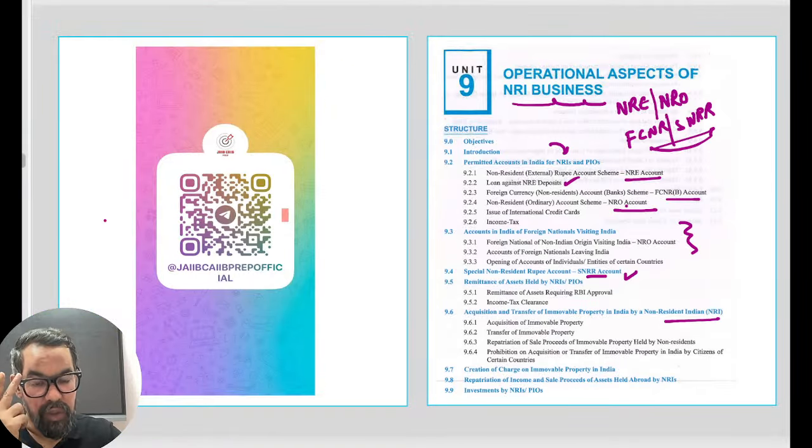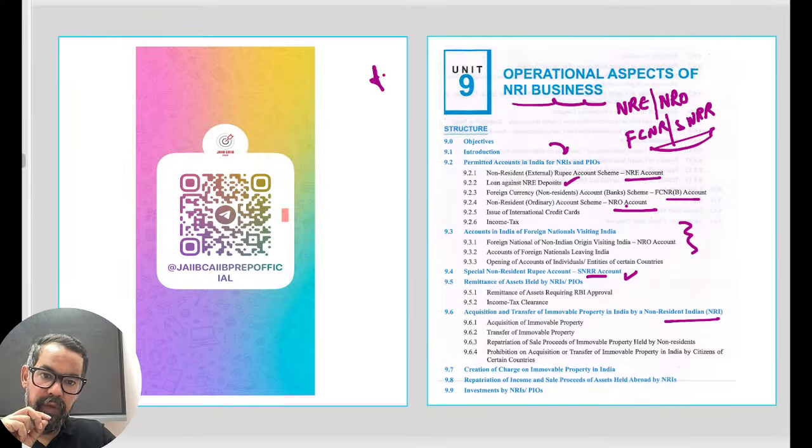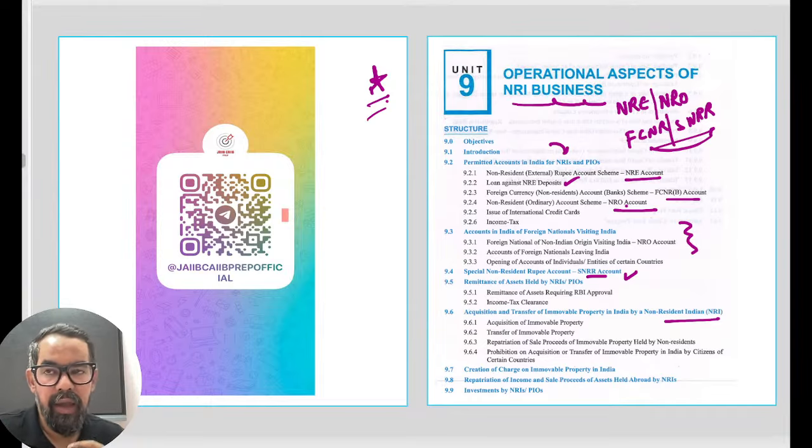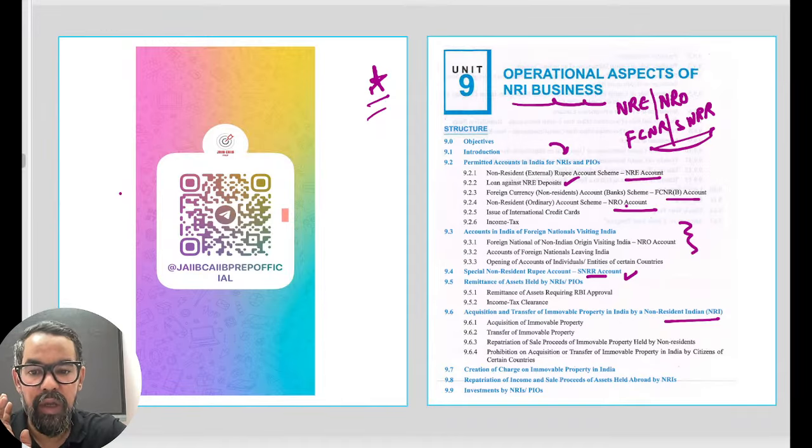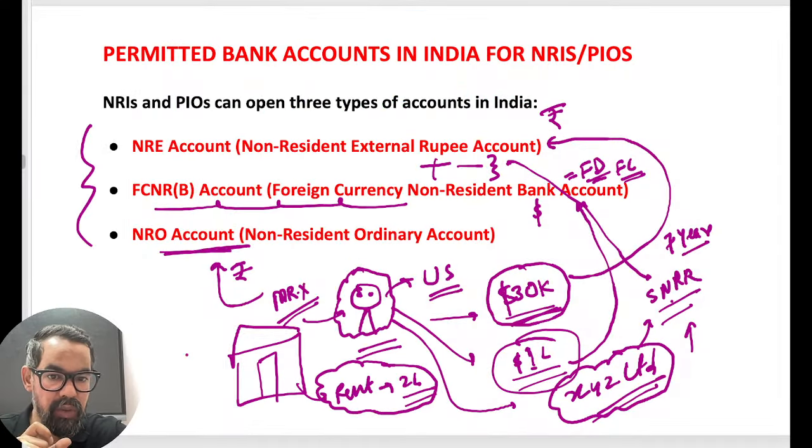Okay. Chalo, unit number 9, operational aspects of NRI business. Again, a very important one, where we have NRE, NRO, FCNR accounts. NRE account, NRO account, FCNR and SNRR accounts. These are some important accounts under this particular topic and they get asked many times. So these are the different types of accounts and others.